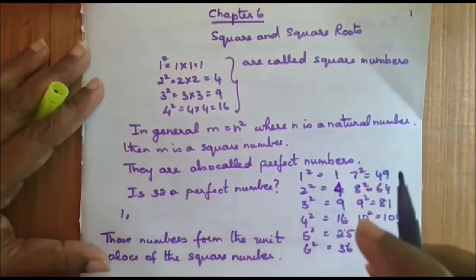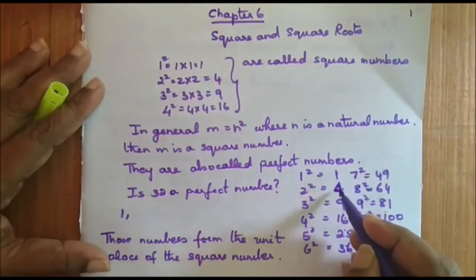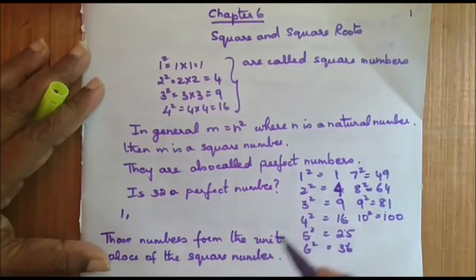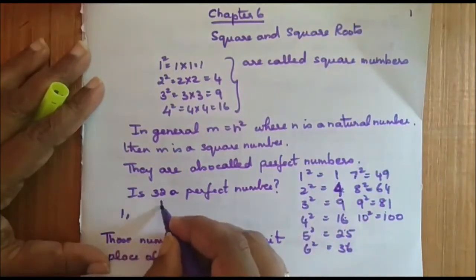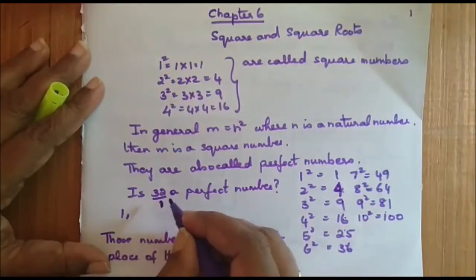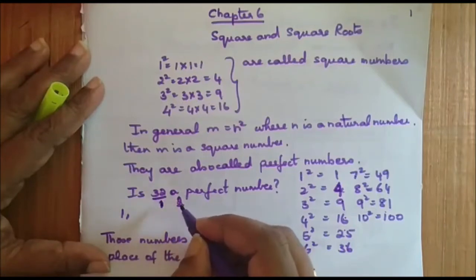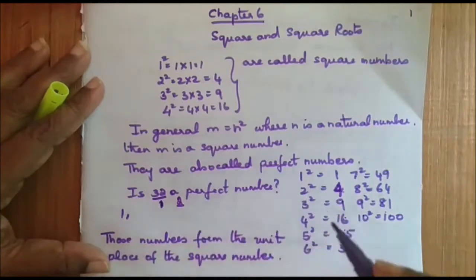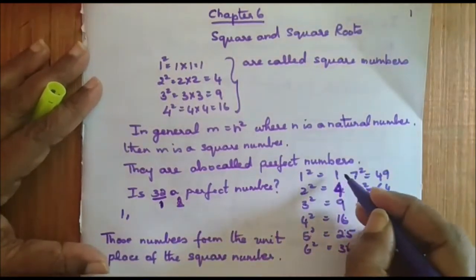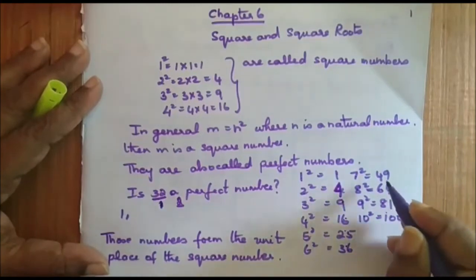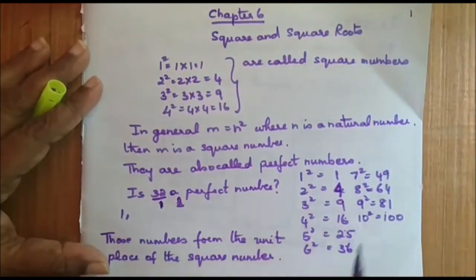What is this pattern? Let me look at the unit digits. What do you mean by unit digit? Suppose I take the number 32. Which is the unit digit? 2 is the unit digit, or the digit in the ones place. I hope you understood that. Now let us consider the digit in the ones place in all these square numbers. You may find a particular pattern.